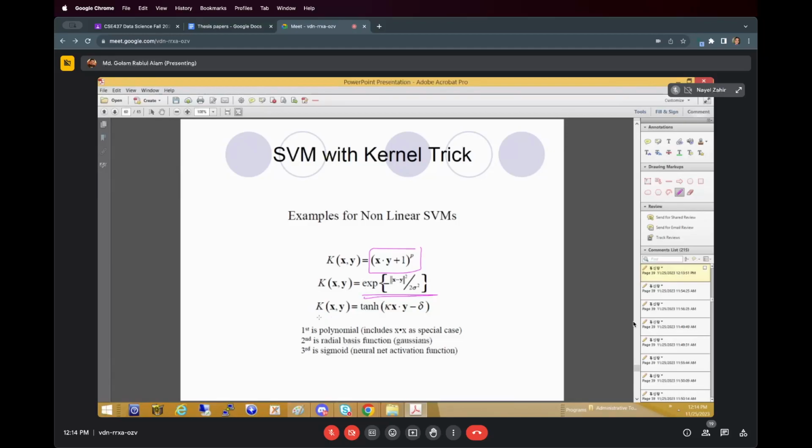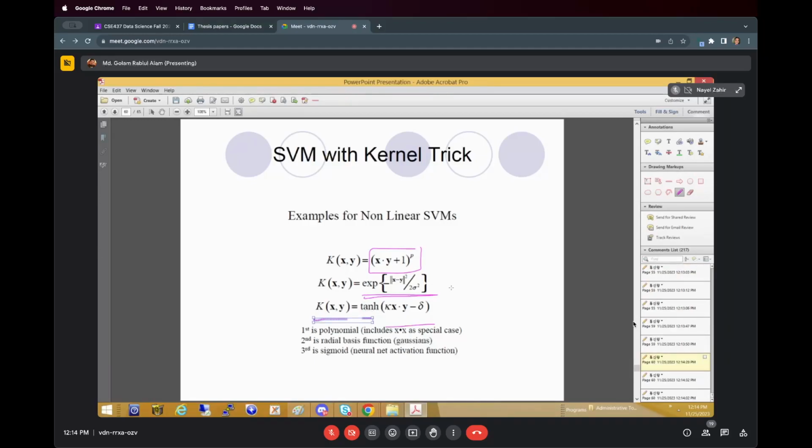And we can also apply the sigmoid kernel. Here is the tan h kernel using this equation. Here the delta is a constant. And for x and y, you can see that we apply the tan h for transformation into a new domain.